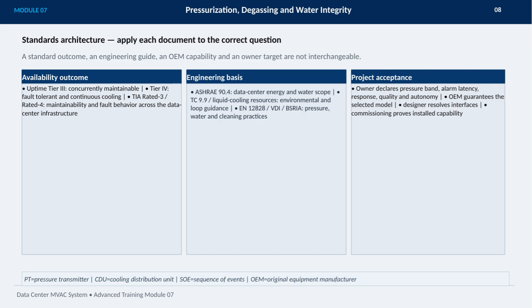Finally, a quick note on terminology. PT stands for pressure transmitter, CDU for cooling distribution unit, SOE for sequence of events, and OEM for original equipment manufacturer. Understanding these terms helps clarify communication throughout the project lifecycle.